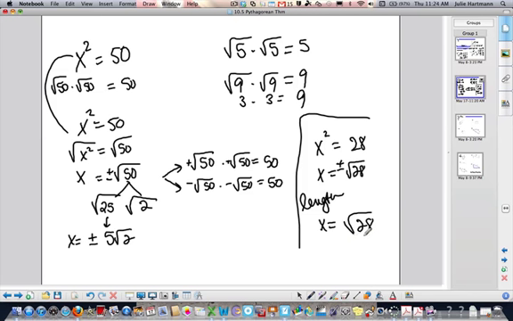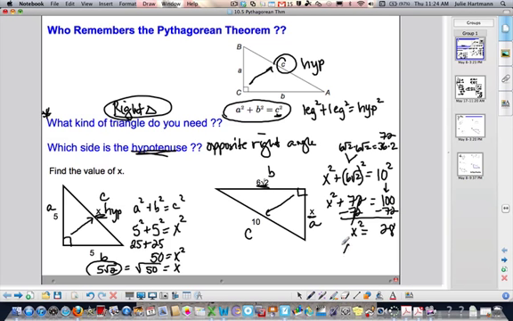Can we simplify? Yes. What perfect square goes into 28? 4. 4 times 7 is 28. Square root of 4 is 2. Root 7 we don't know. So x equals 2 root 7. So back on our page here, x would be the square root of 28, which we know to be 2 root 7. That's your value of x.